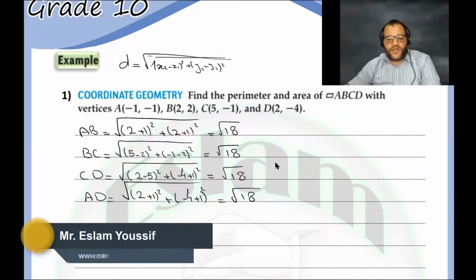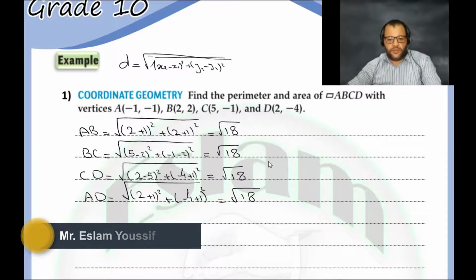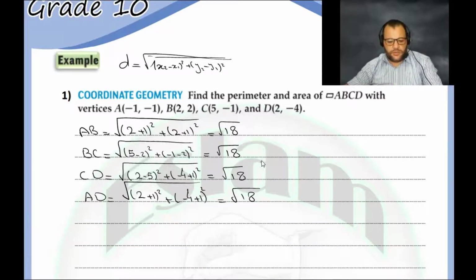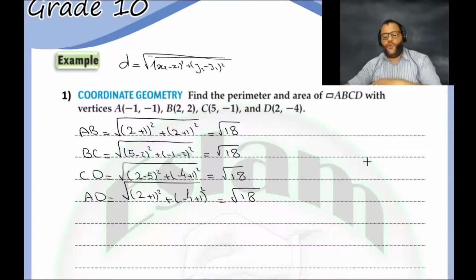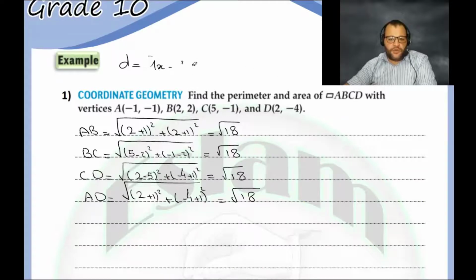If you graph it, you will find that this shape is a square. Just a minute, let me check if this one is a square or not. We can graph, let's take the coordinates. How can you check whether this shape is a rhombus or a square, without graphing? They all have the same length, so all sides are equal. That's a parallelogram.